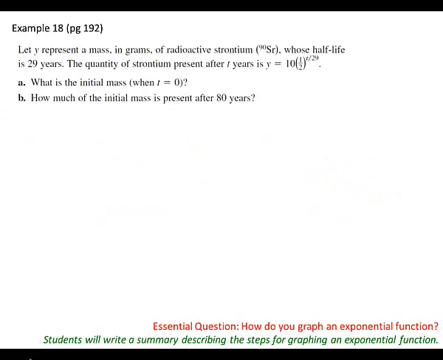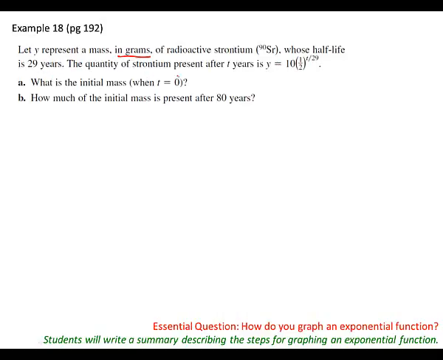All right, so we're going to switch from money to science. Here's your chemistry example. I'm going to see if I can pronounce it right this period. I'm not sure I will. All right, so let y represent the mass in grams. They gave us a measurement of radioactive strontium. Did I say it right? Strontium. Okay, strontium, whose half-life is 29 years.